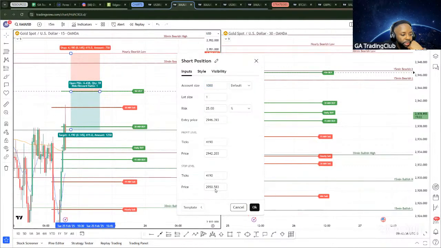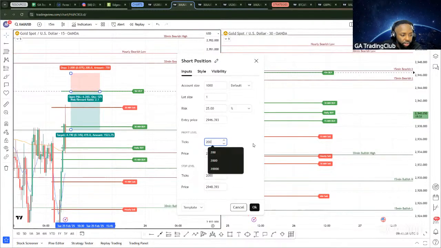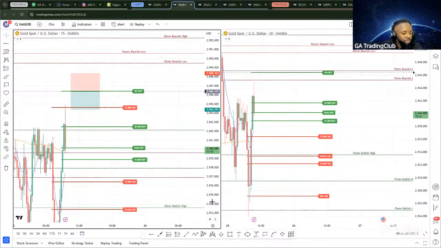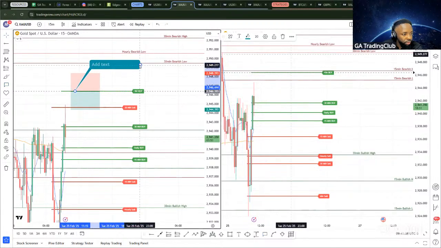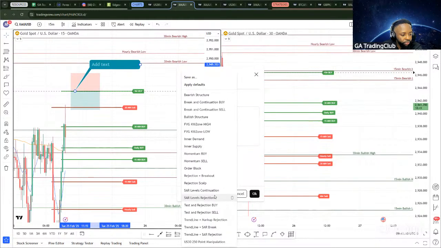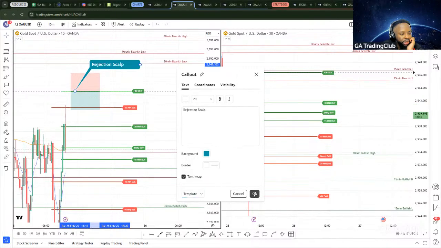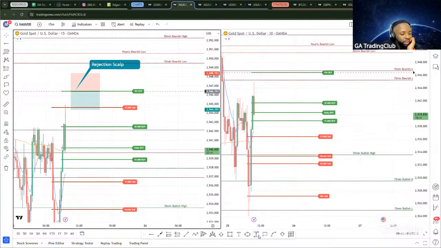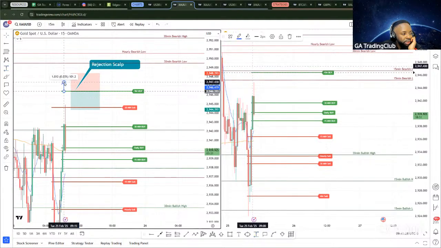So this would be a $2 TP and $2 stop loss. It's going to be a rejection scalp. Then you go for between $1 and 50 cents. So for this one, I would say something around here.